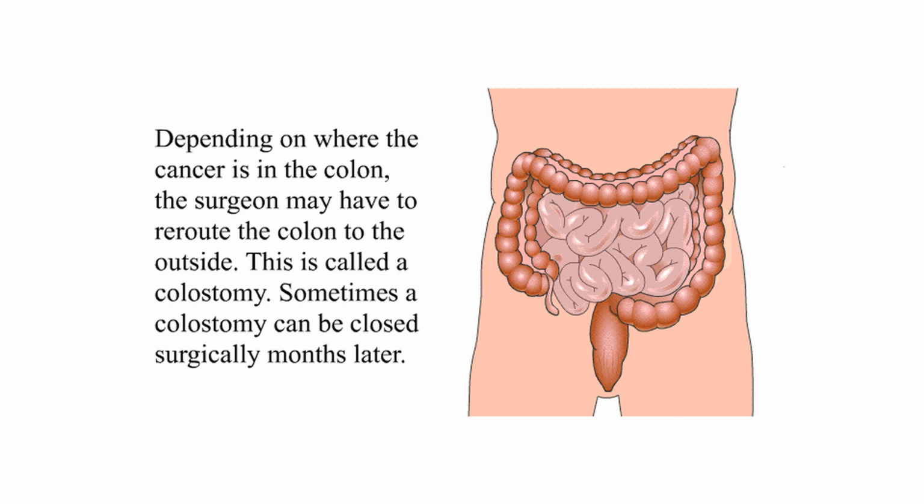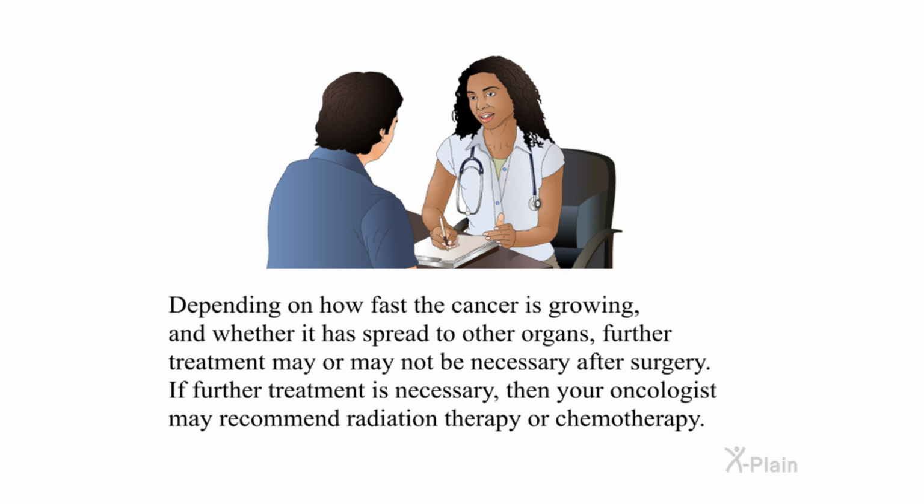Depending on where the cancer is in the colon, the surgeon may have to reroute the colon to the outside. This is called a colostomy. Sometimes a colostomy can be closed surgically months later. Depending on how fast the cancer is growing and whether it has spread to other organs, further treatment may or may not be necessary after surgery. If further treatment is necessary, then your oncologist may recommend radiation therapy or chemotherapy.